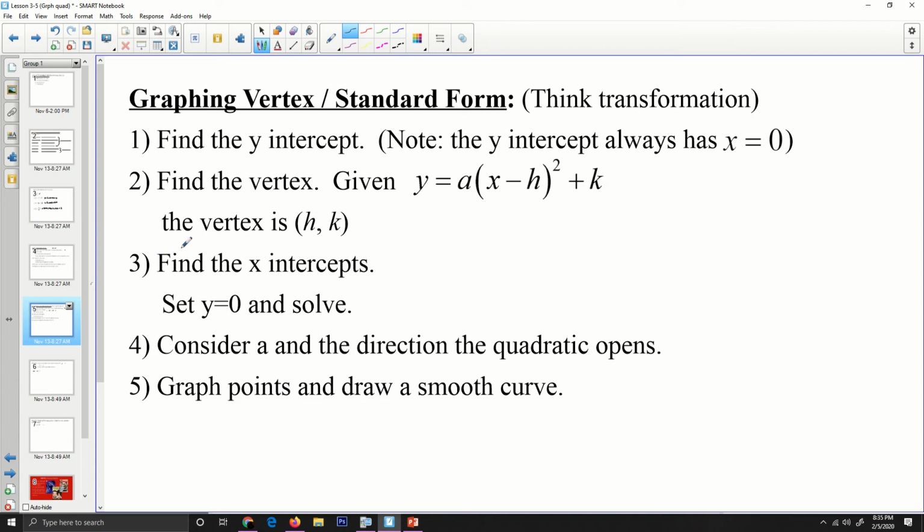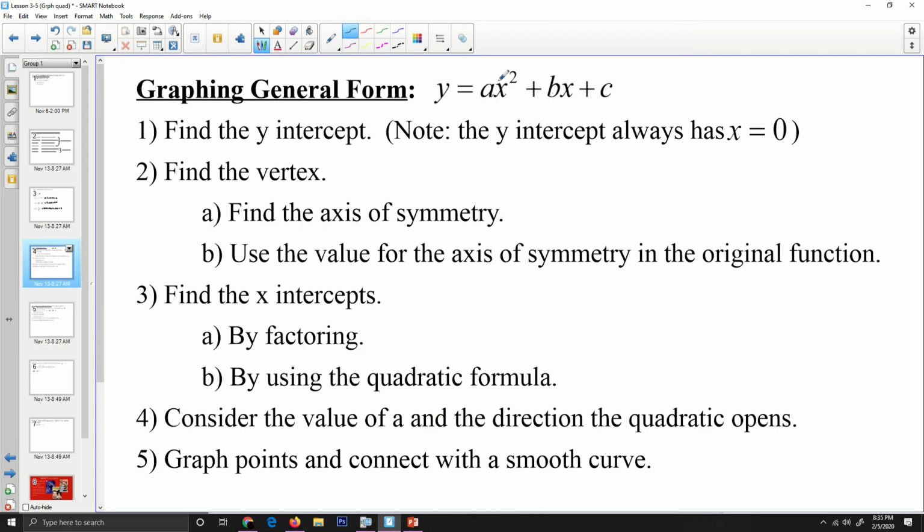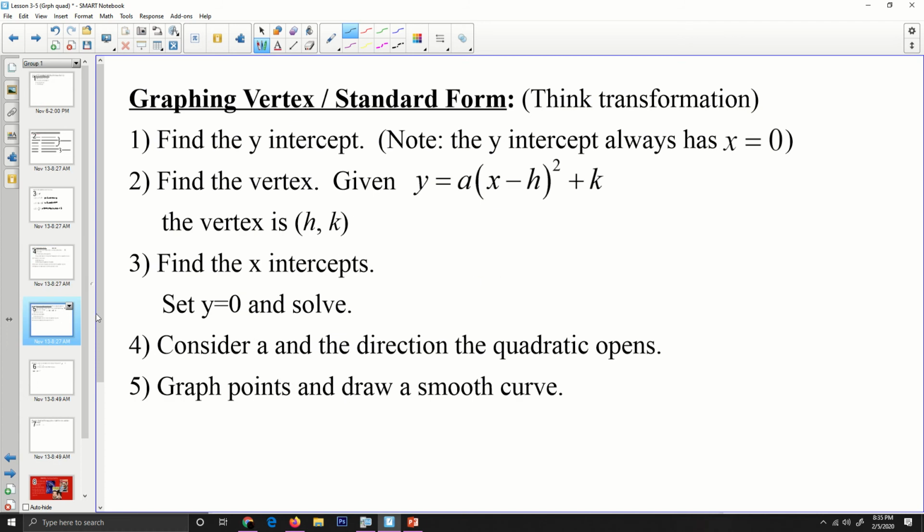The x-intercepts are going to be where y is equal to 0. This is going to be the one that takes the most work in this particular instance. And then we consider a. A is going to be the same in this form of the equation as it is in this form of the equation. And if a is positive, it opens up. If a is negative, it opens down. We'll graph the points and do a smooth curve.